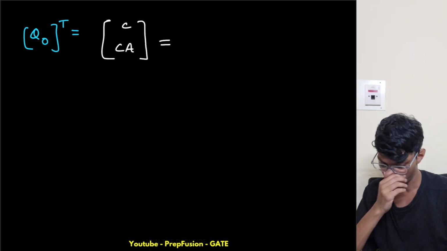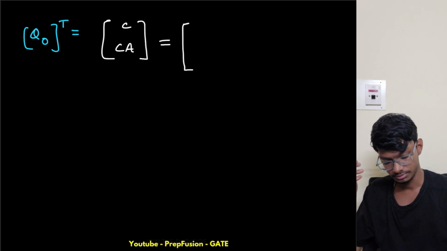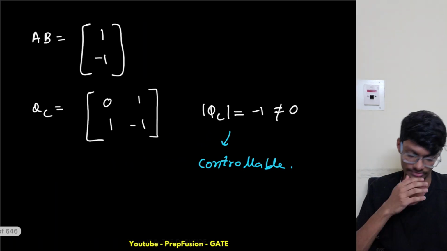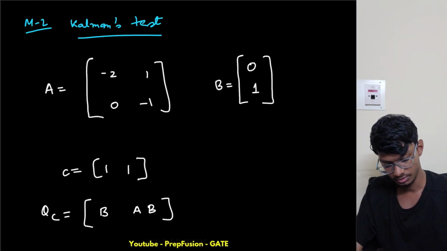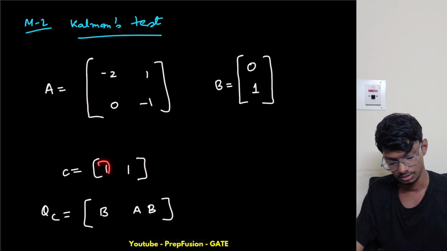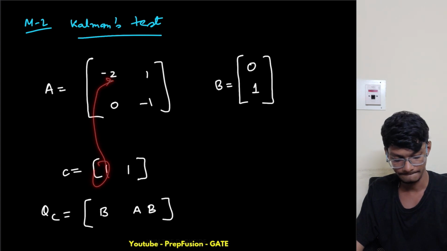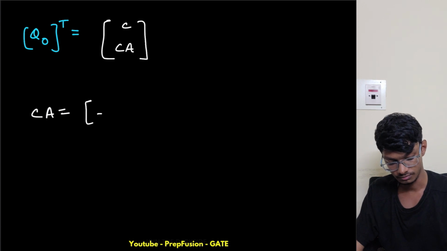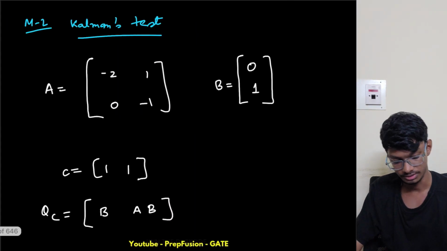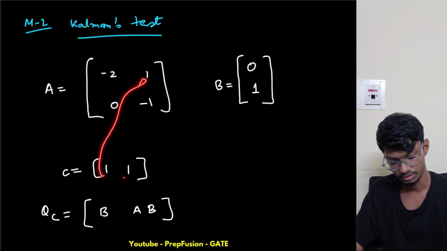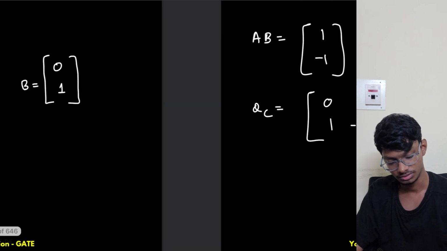So now, what will this be? Let's calculate CA first. What is my CA? CA is basically 1 times -2, plus 1 times 0, so this becomes -2 only. And what is this? This is 1 times 0 plus 1 times -1, so this becomes -1.